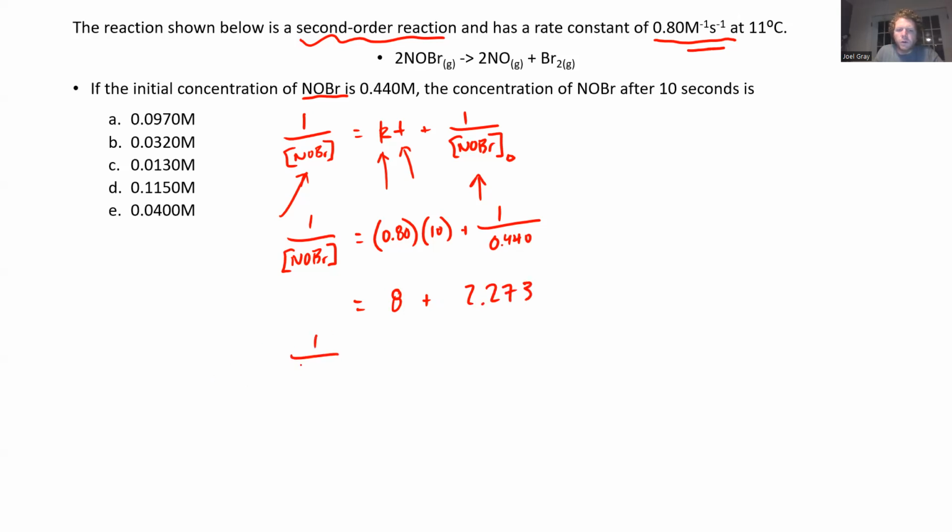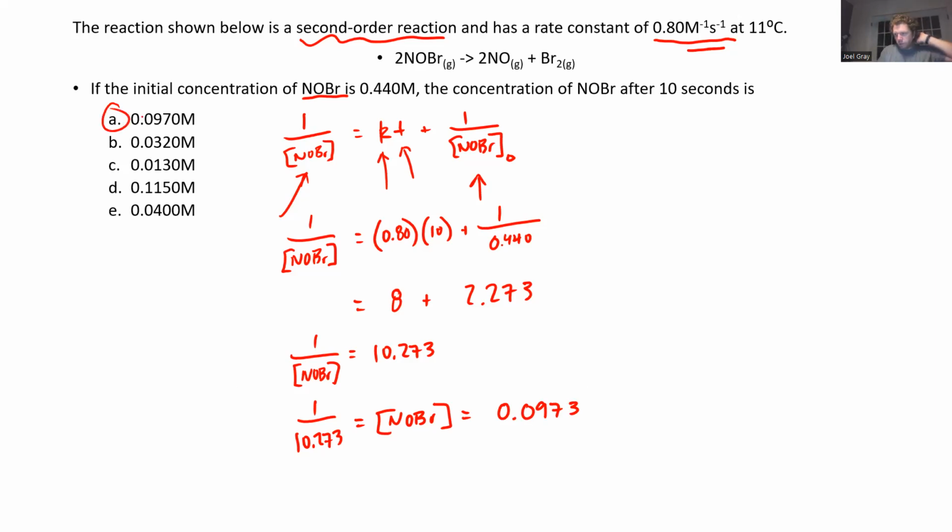So that leads me to 1 over NOBr is equal to 10.273. Therefore, I can land at the concentration of NOBr after I do the algebra is equal to 1 over 10.273, which is equal to 0.0973. Now the best answer option that I've got is answer option A. Okay. Now, I hope that was helpful, and I'll see you on the next question.